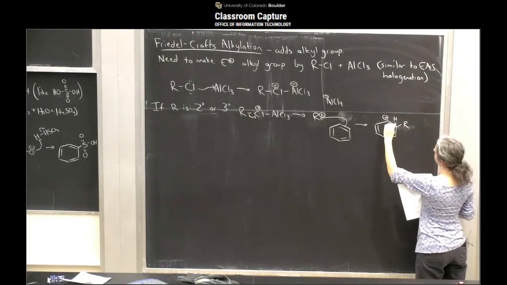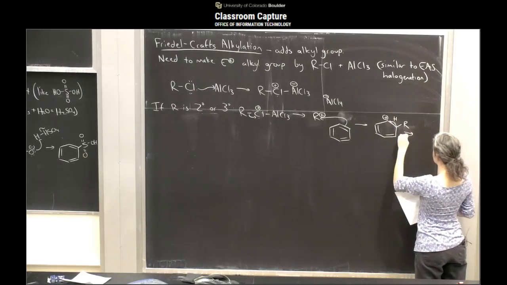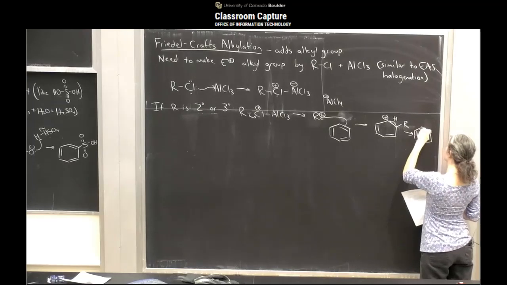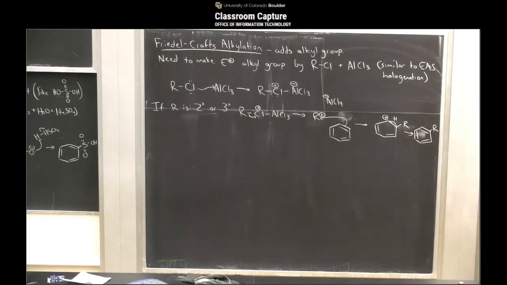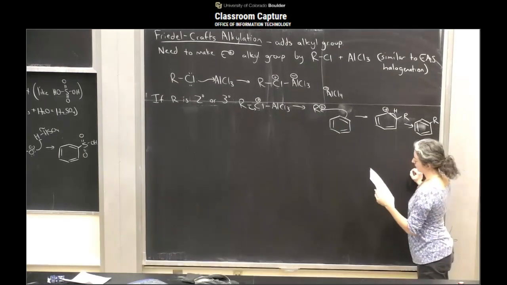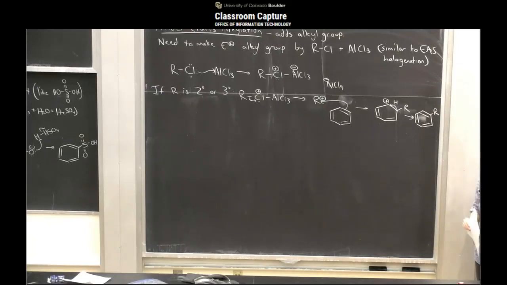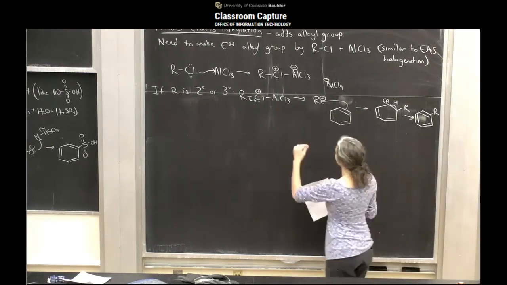And then, just like always, you got to pull an H off to get aromaticity back. So like that. Okay, so if it's secondary or tertiary, we're going to be generating the straight up carbocation out of this. So, not surprisingly, this comes with a whole lot of things to watch out for. Basically anything that involves carbocations, watch for rearrangements.